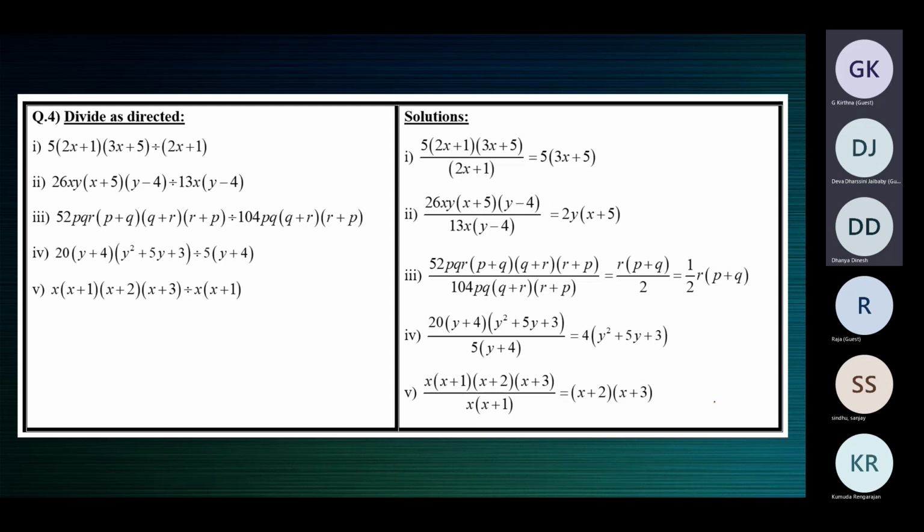Ma'am, here 5 ones are and 5 fours are. Thank you, Danya. Thank you. But let me see if somebody else will try that. Okay, ma'am. Raja, Madhumita, Devadarshini, Sindhu, Sanjay.